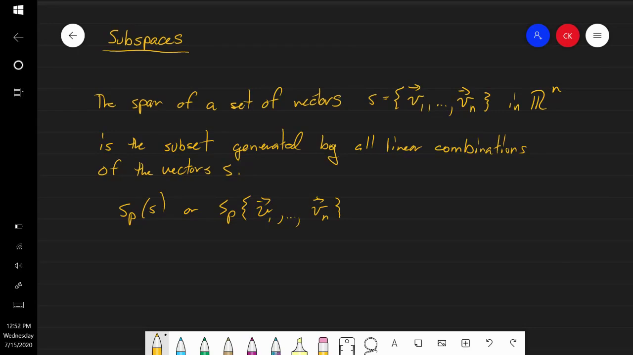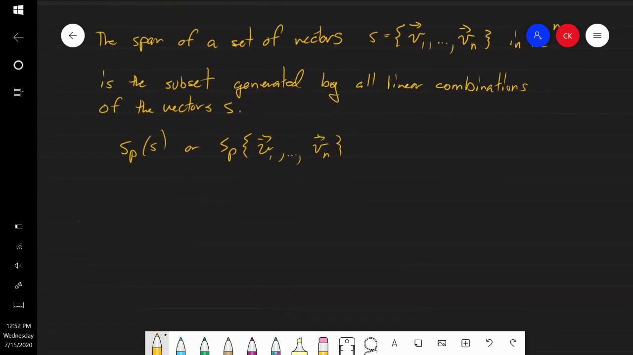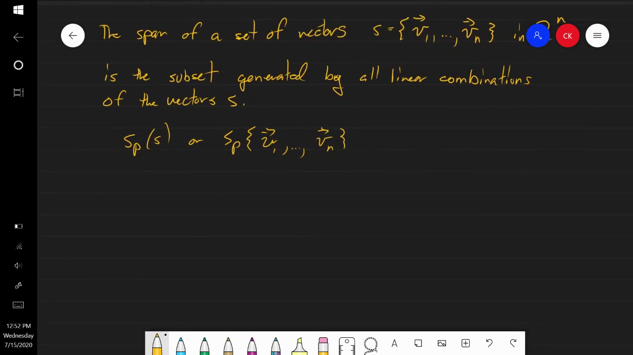Just a little bit more terminology that can go along with this. If S is our set of vectors, the subspace W consisting of all linear combinations is called the subspace spanned by S and is denoted by these two different ways of writing it. So just a little bit different way to talk about what that space looks like.